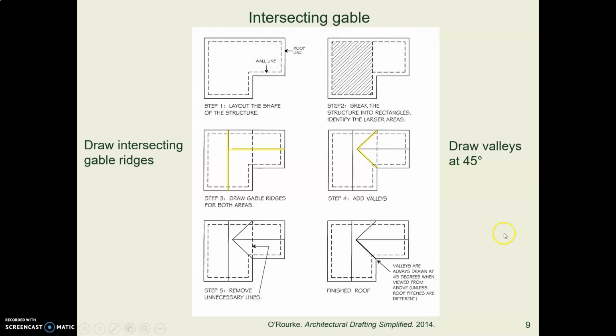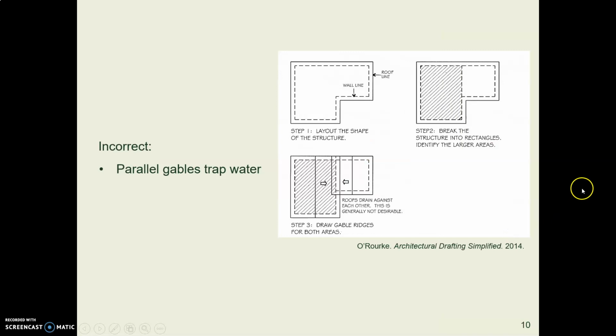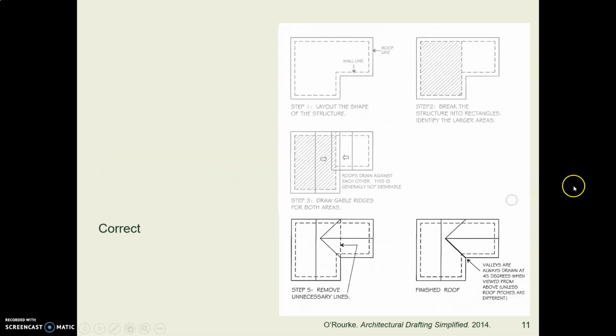And that's in the top view, 45 degrees in the top view. And you can see, again, if you make the gables parallel, the whole thing falls apart. So you want the gables perpendicular to each other, and then you can put some nice 45-degree lines in here, which represent the valleys looking down from above.